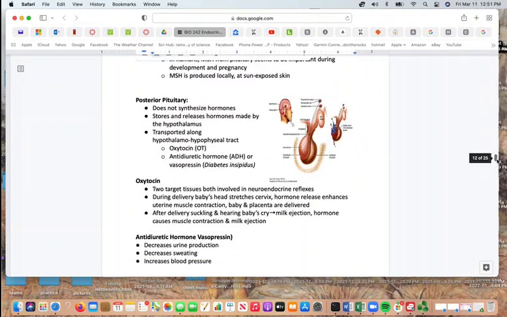So with the posterior pituitary, it doesn't actually synthesize the hormones. What it's going to do is just store and release them. They're going to be made in the hypothalamus. So the hormones that we're going to have here are oxytocin and ADH, or antidiuretic hormone, which is sometimes called vasopressin. So malfunction of this hormone will lead to diabetes insipidus.